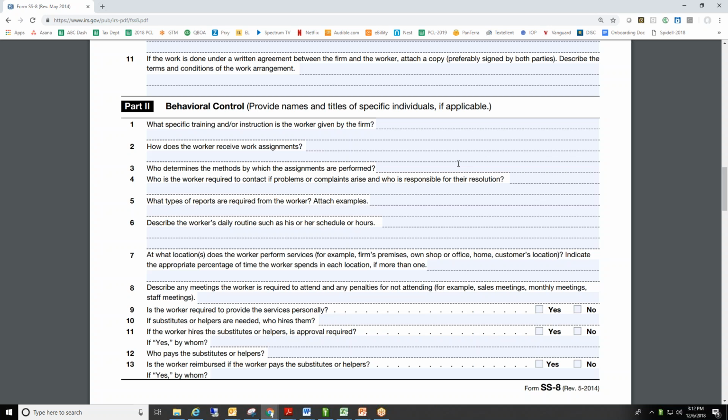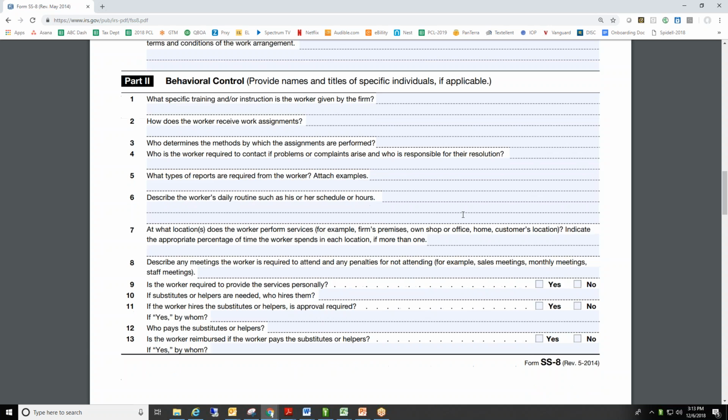What types of reports are required? Describe the worker's daily routine. At what locations does the worker perform services? Describe any meetings the worker is required to attend and penalties for not attending. Is the worker required to provide services personally? If substitutes or helpers are needed, who hires them? And it just goes on from there.